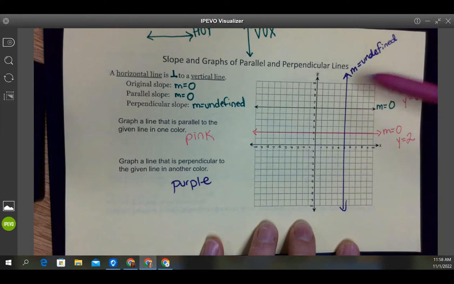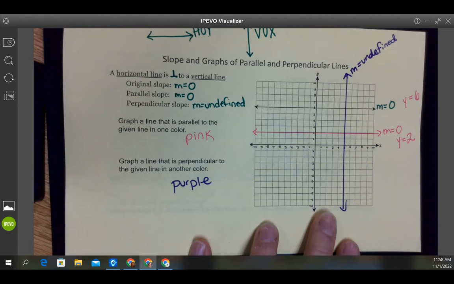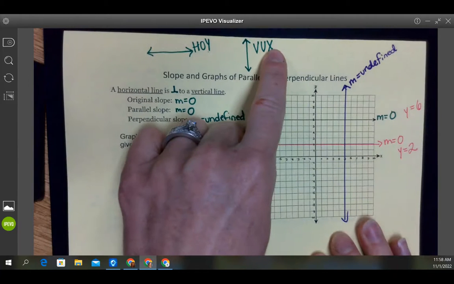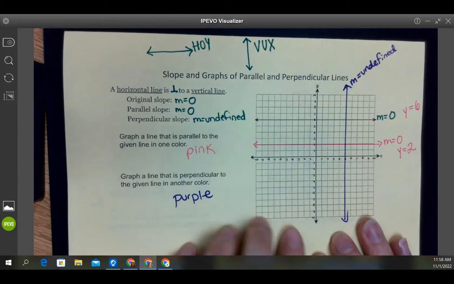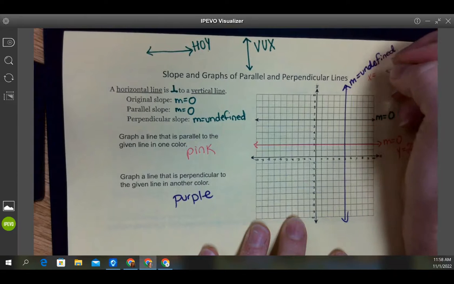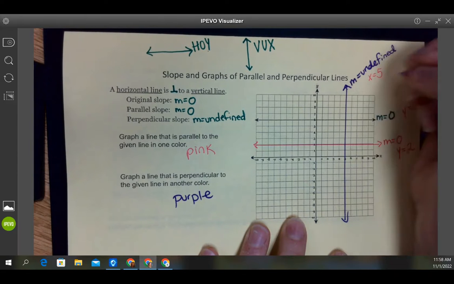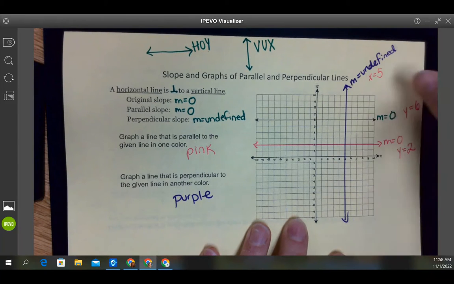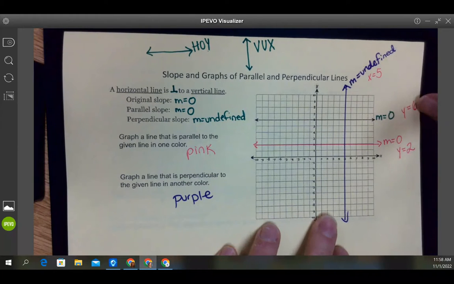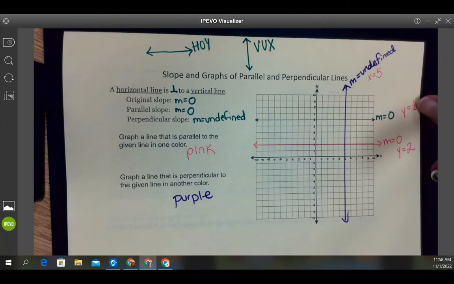My vertical line, the one that I did in purple, has an undefined slope. And if you think back, the equation is written as x equals a number. Mine is at 5. The equation is x equals 5. See how these are opposites? X equals 5 is vertical, y equals 6 is horizontal. Put together on a graph, they're perpendicular to each other.